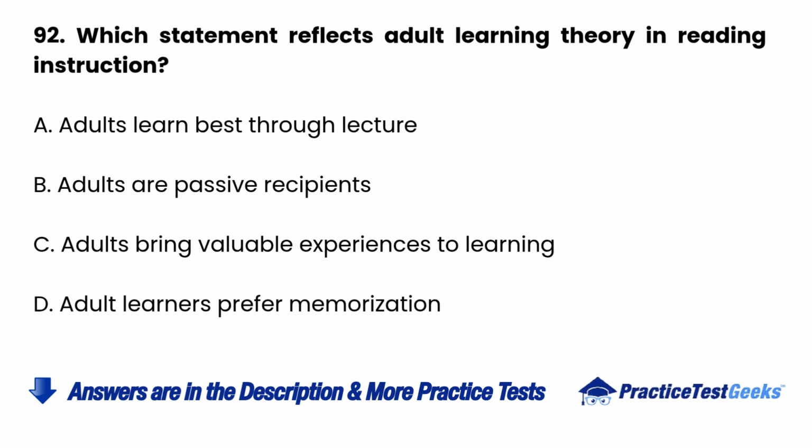92. Which statement reflects adult learning theory in reading instruction? A. Adults learn best through lecture. B. Adults are passive recipients. C. Adults bring valuable experiences to learning. D. Adult learners prefer memorization.